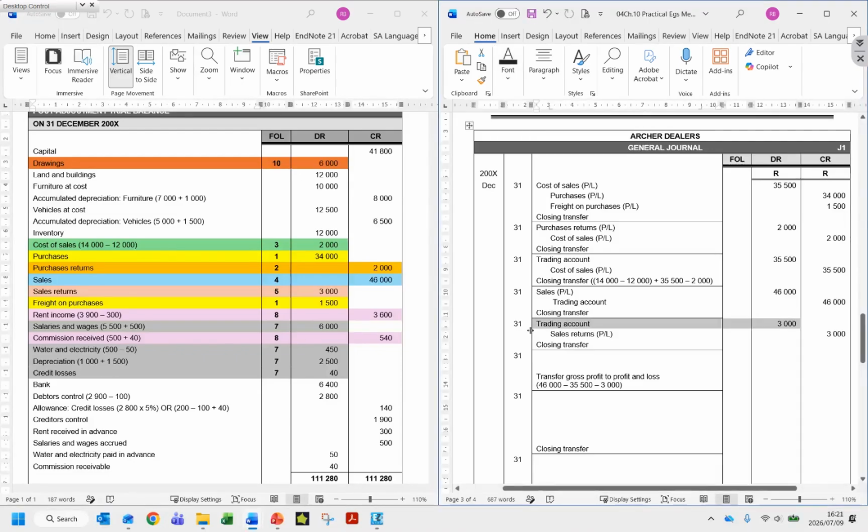We now have all the necessary items in the trading account in order to calculate gross profit. We have sales, sales returns, and the cost of sales. So we balance the trading account now in order to see is there a gross profit or a gross loss. We therefore need to look at all the transactions, the journal entries that affect the trading account.